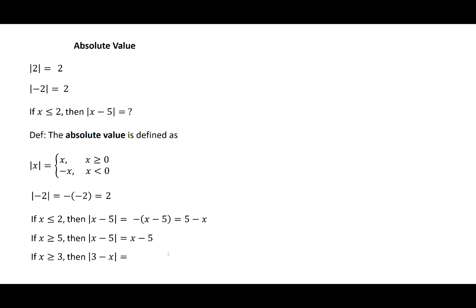Cool. All right. If x is greater than or equal to 3, then absolute value of 3 minus x. Greater than or equal to 3, plug in some value, 4, right? 3 minus 4, oops, that's -1. 3 minus 5, -2. Oh, okay. So 3 minus x is clearly negative. So absolute value of the quantity must be negative of the quantity, which means negative of 3 minus x, or x minus 3.